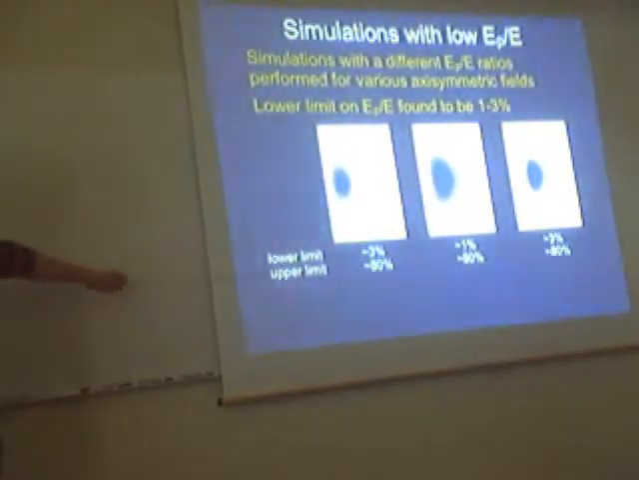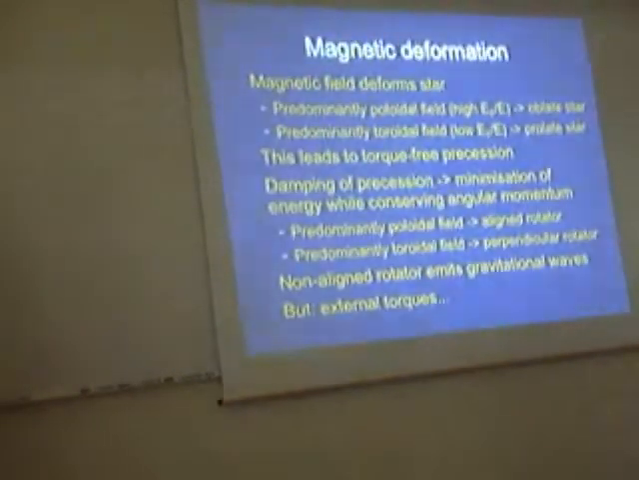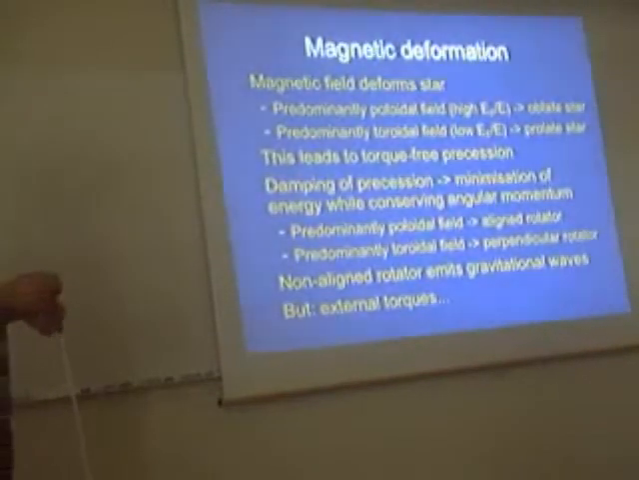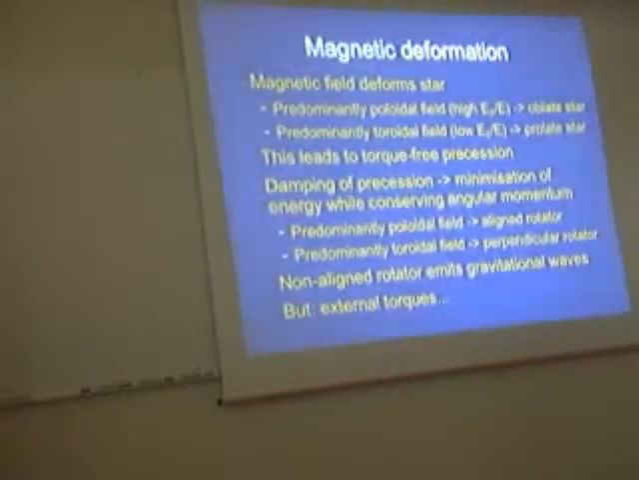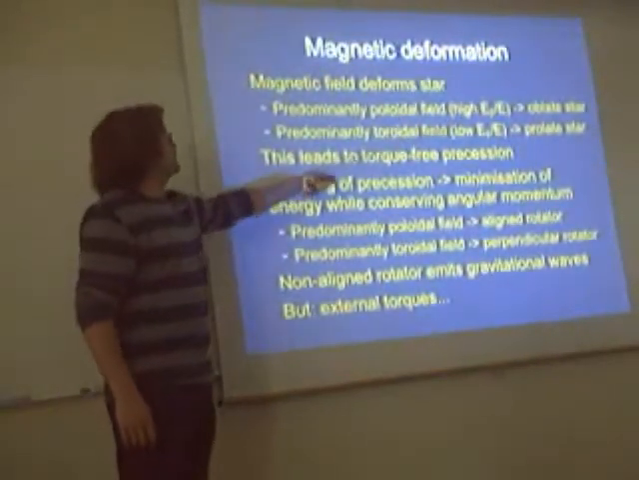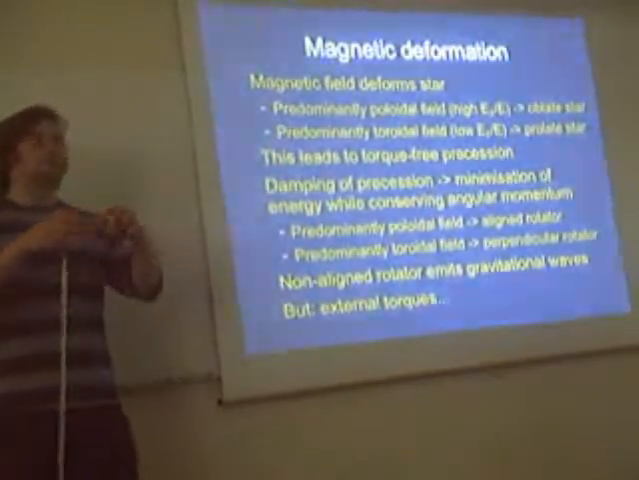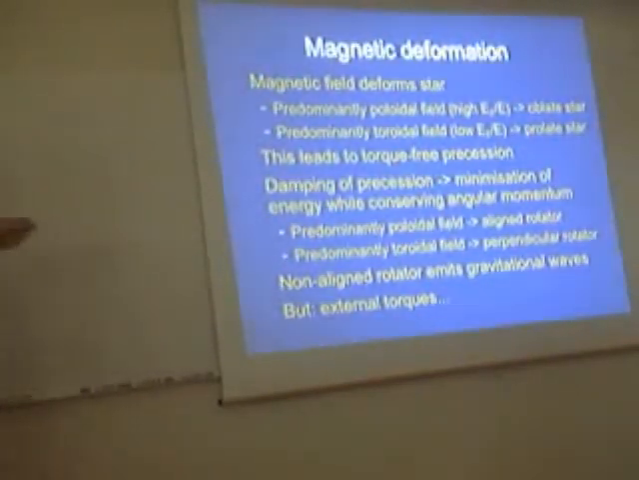Yeah, and as I said before, the upper limit on the poloidal fraction is about 80%. So it seems that the toroidal component can be a lot stronger than the poloidal, but not the other way around. Okay, one of the interesting reasons for studying this at all is that a magnetic field can deform a star through the Lorentz force. Now, a predominantly poloidal field, so with a high ratio here, produces a star which is oblate, and conversely a toroidal field produces a prolate star.